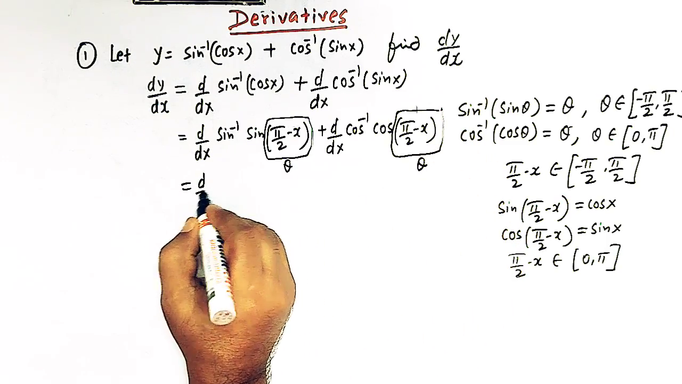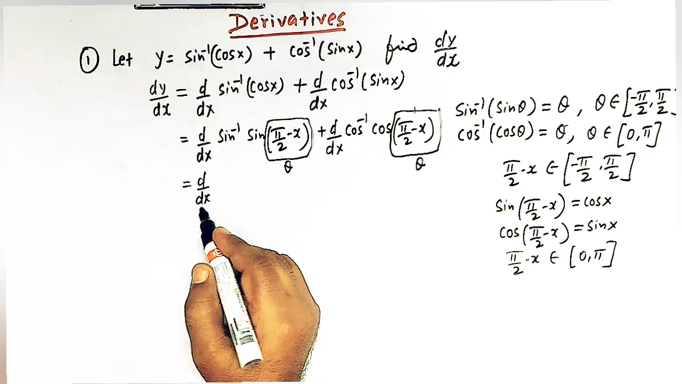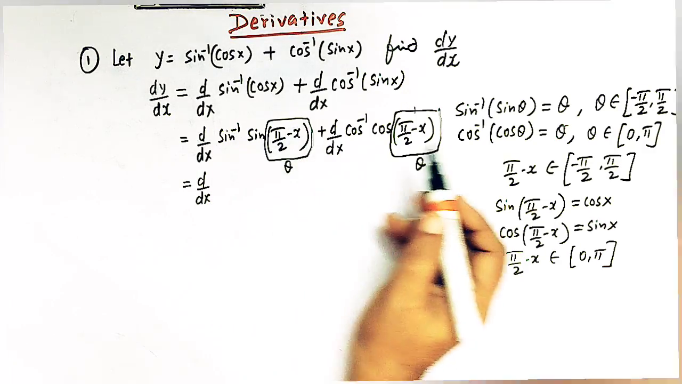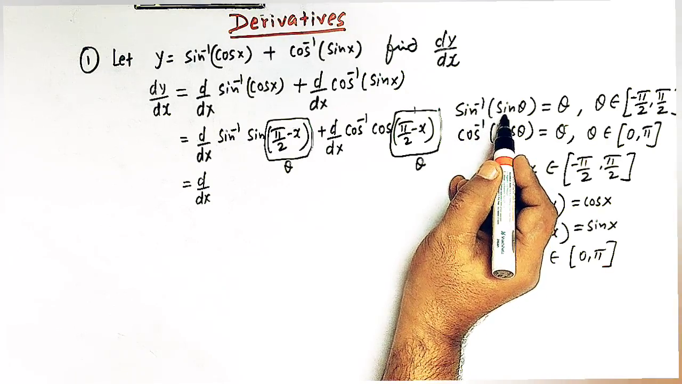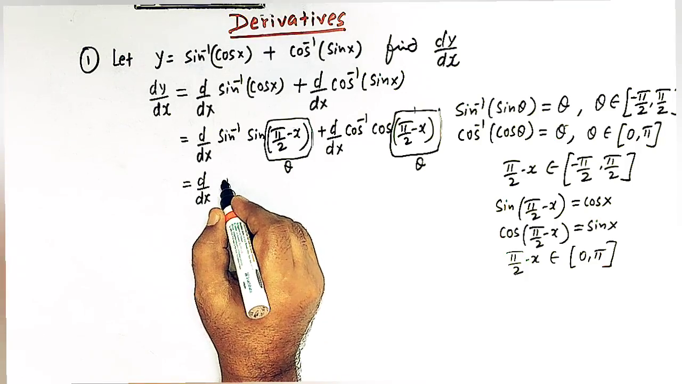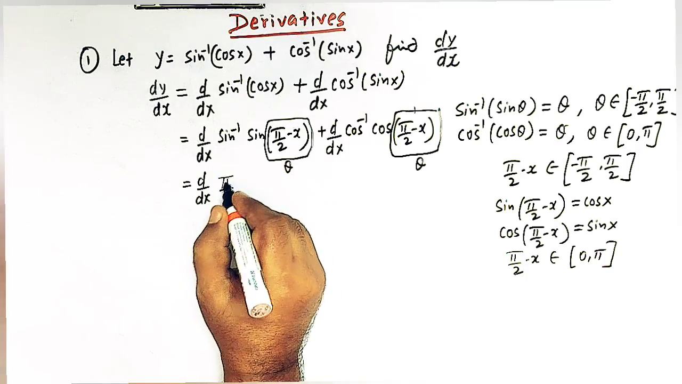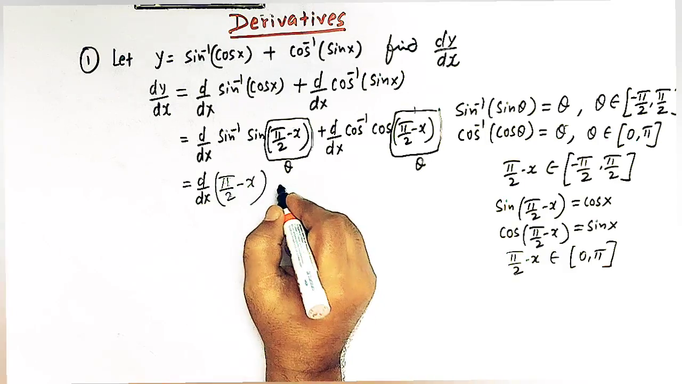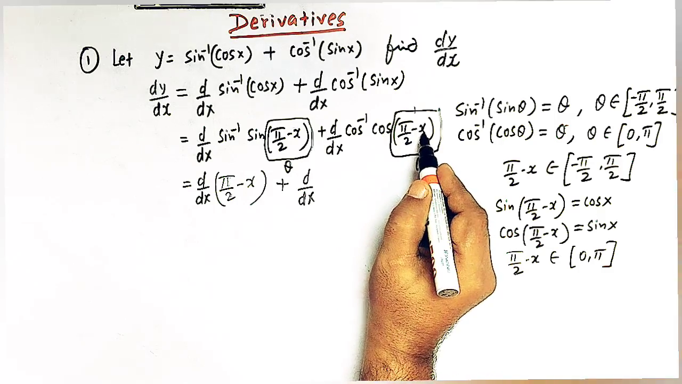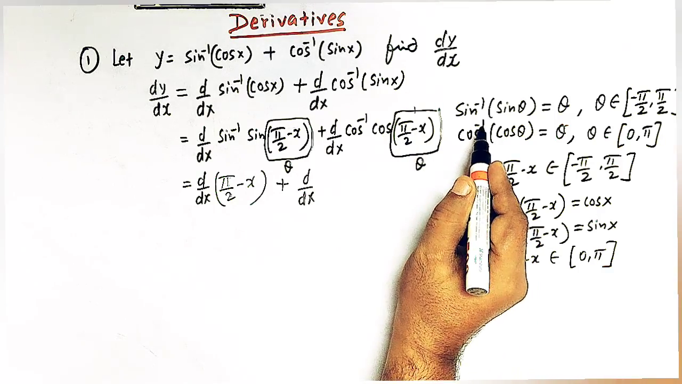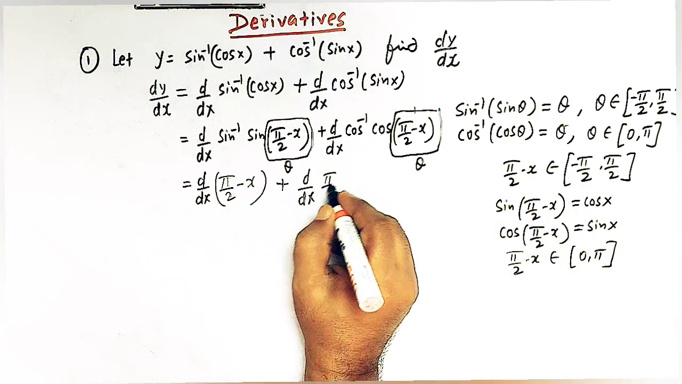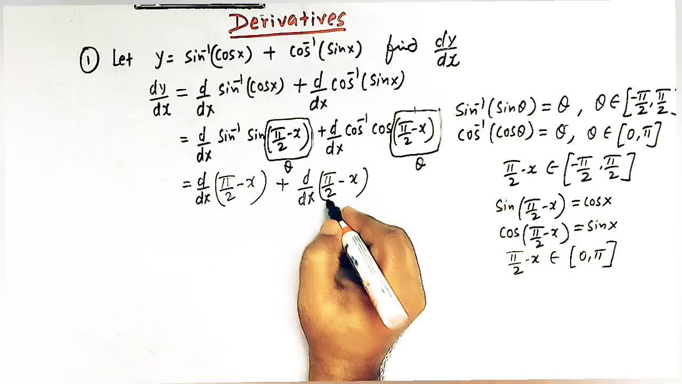So now we have d by dx of sine inverse of sine of pi by 2 minus x, right? And due to this result, sine inverse sine theta is equal to theta, so here we have now simply theta, that is equal to pi by 2 minus x. And here we have d by dx of cos inverse cos of pi by 2 minus x, and due to this result, cos inverse cos theta is equal to theta, so here also we have pi by 2 minus x, right?